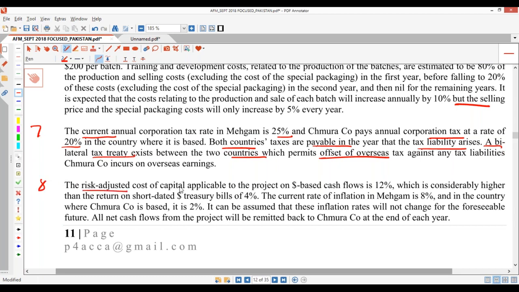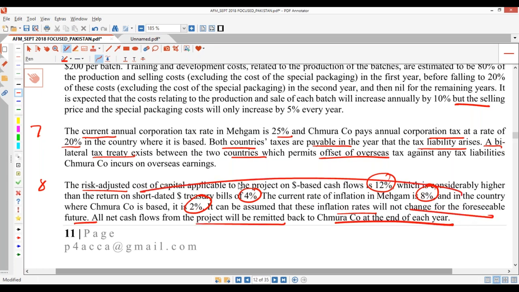Paragraph number 7, the risk-adjusted cost of capital is 12%, and the risk-free rate is 4. Megam has an inflation of 8. The country where Komura is residing has inflation of 2. It assumes the inflation will not change. All will be remitted back to Komura at the end of the day.